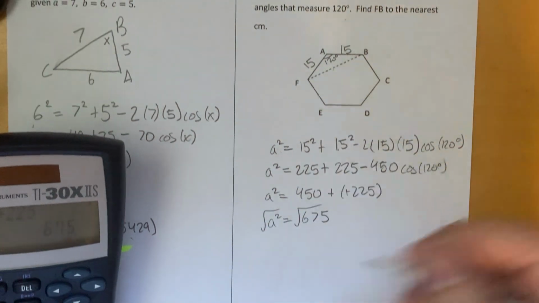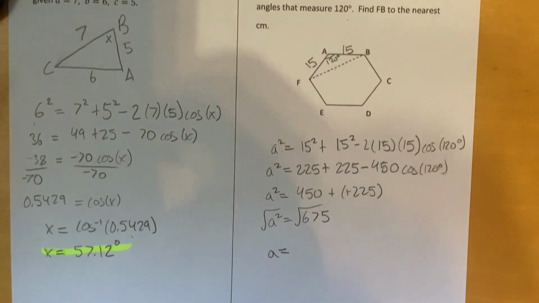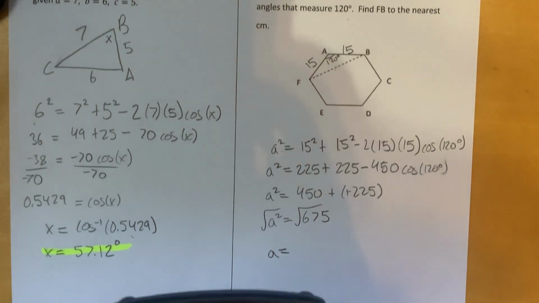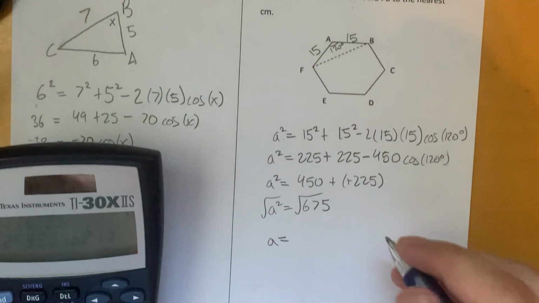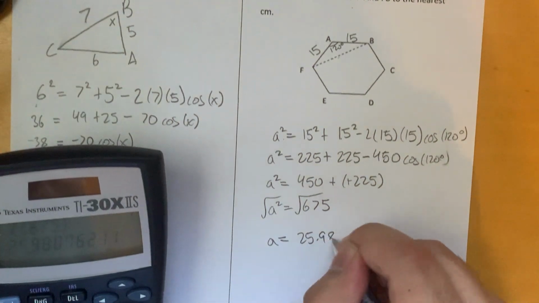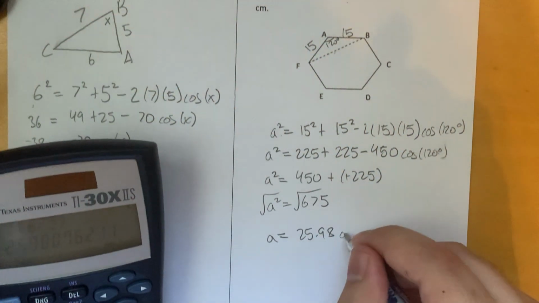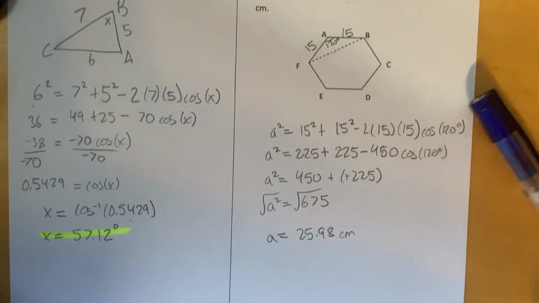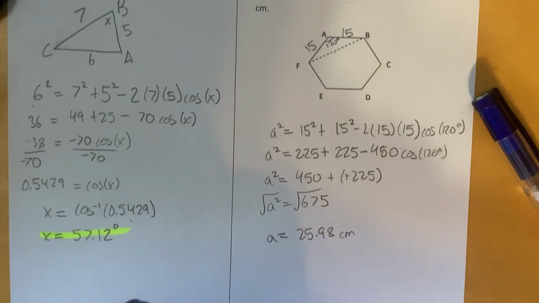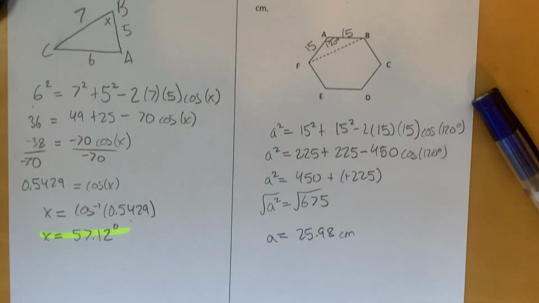Take the square root, A equals 25.98 centimeters, because we have a unit. All right, I can hear you guys. Some of you guys are saying negative 25.98. Once again, cannot have a negative distance.